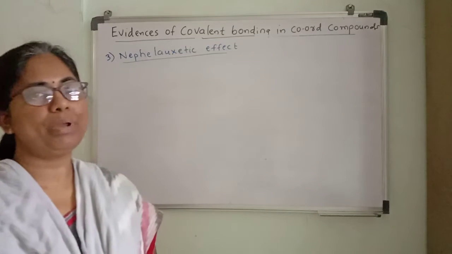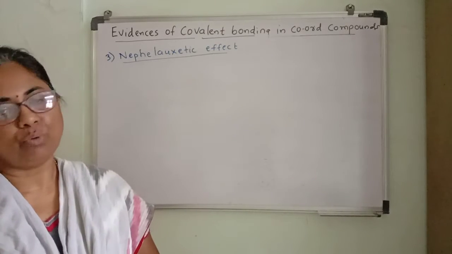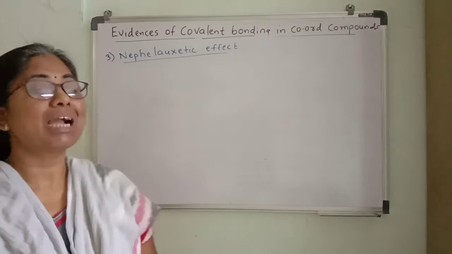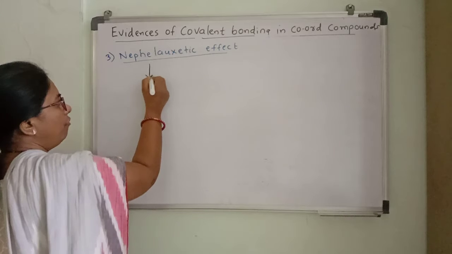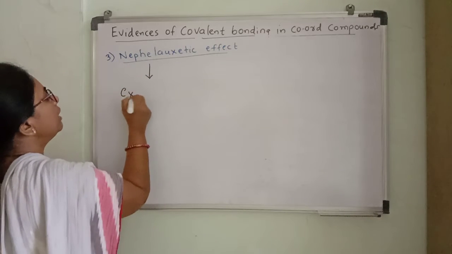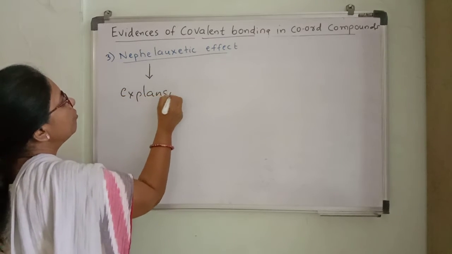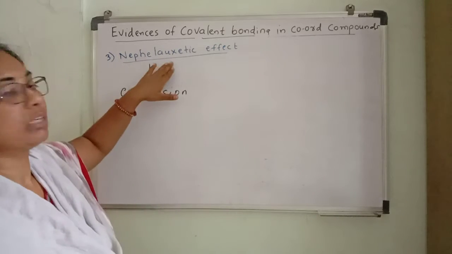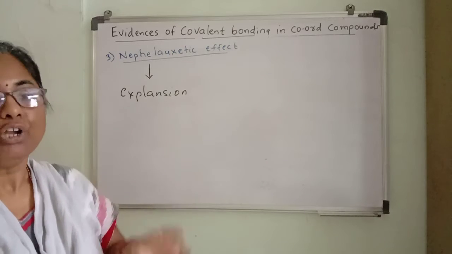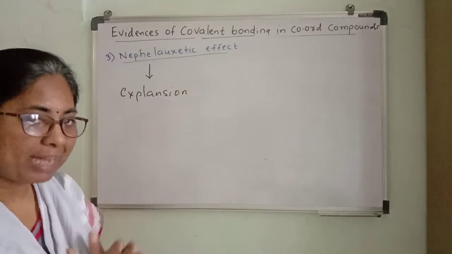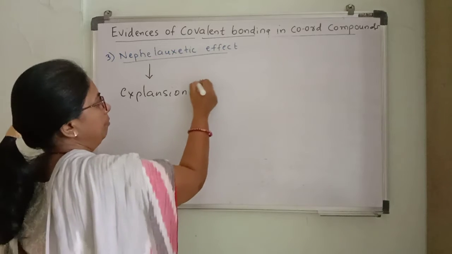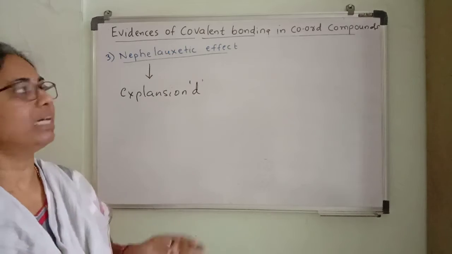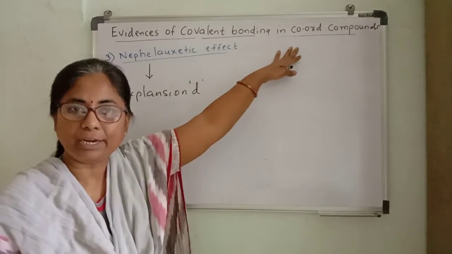The third evidence of covalent bonding in complex compounds comes from the Nephelauxetic effect. Nephelauxetic means cloud expansion. It is a Greek word, and its meaning is cloud expansion. Here there is expansion of the d orbital, and that gives us evidence of covalent bonding in a complex compound.